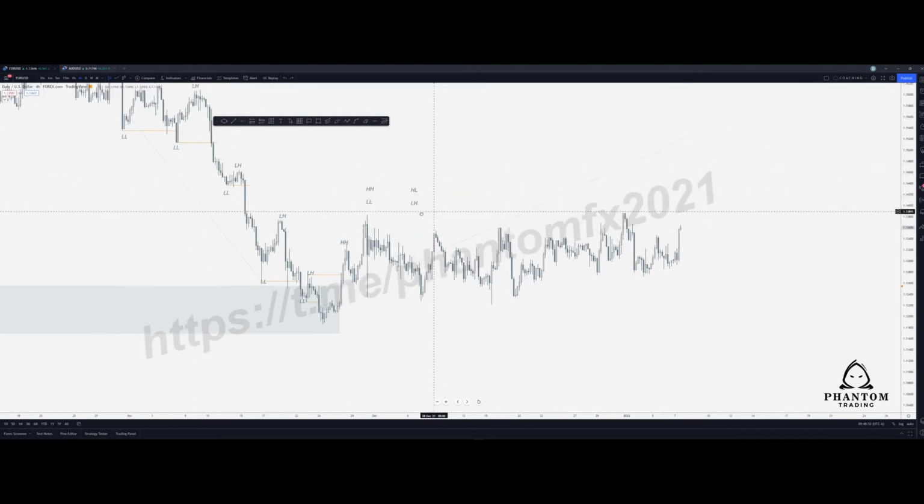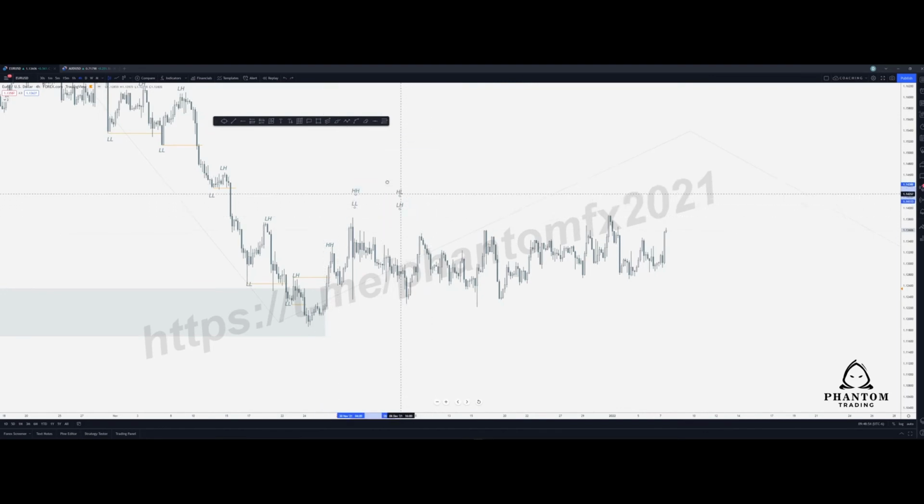Move these over. All right, so this is where it gets tricky. When price is in a range, sometimes it's going to create clear structure to the upside or downside. Sometimes it's going to take the highs, take the lows, take the highs over and over again, and that's kind of a problem.